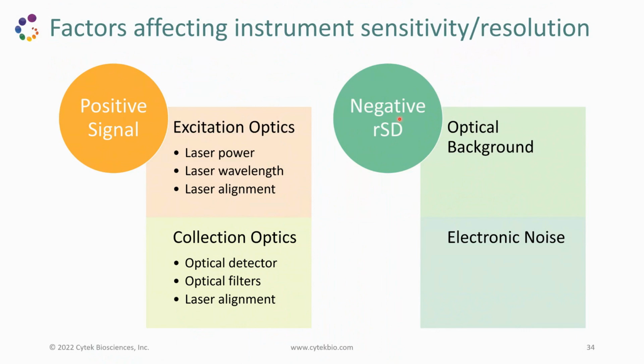When we think about the negative side of the equation, not the positive, but the negative, we have negative spread, the spread of the negative population measured as an rSD. That is the classical way that we measure in flow cytometry. And the 2 major components of that rSD are optical background that can come from your sheath, from the cleanliness of your instrument, the cleanliness of your flow cell, Raman scatter, any light scattering that is not due to any particle that you're running, and the noise coming from the electronics of the system.